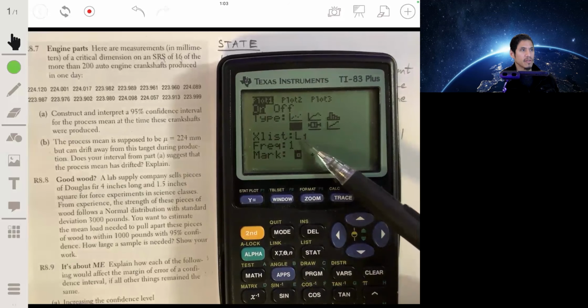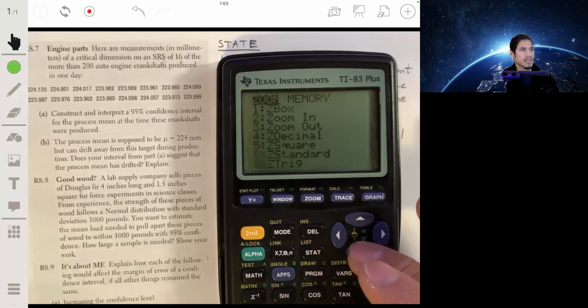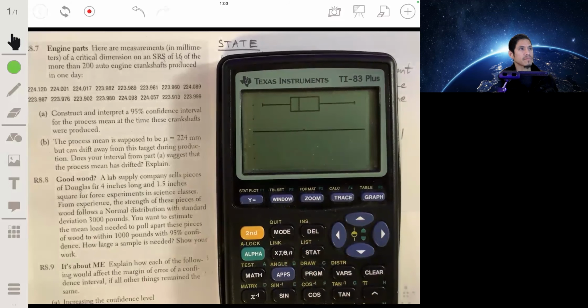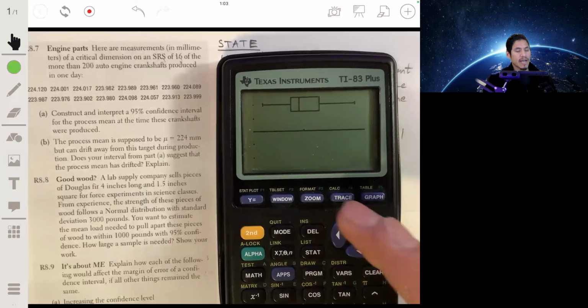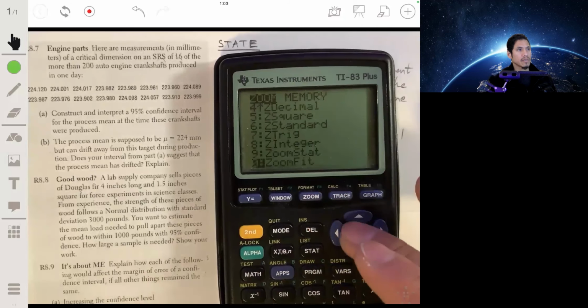So we're going to use the data from our list 1. And the mark doesn't matter, but use something that you can see. Then we press zoom. We go down and zoom stat. Press enter. And there's a graph for a box plot. Now, we just have to see that, oops, going back to that.